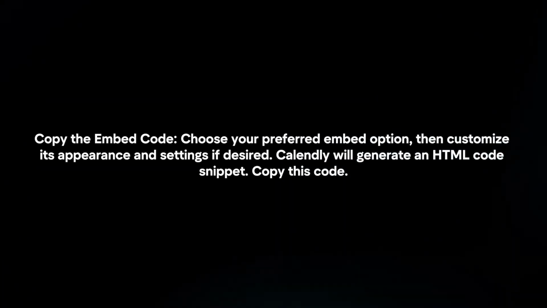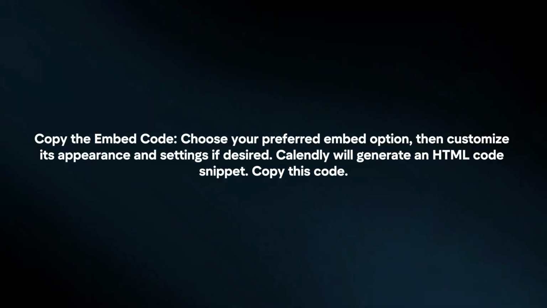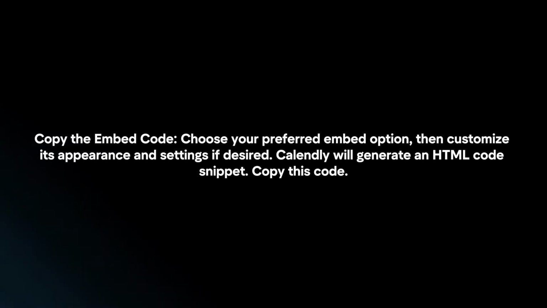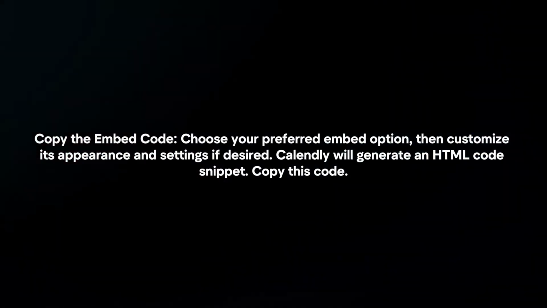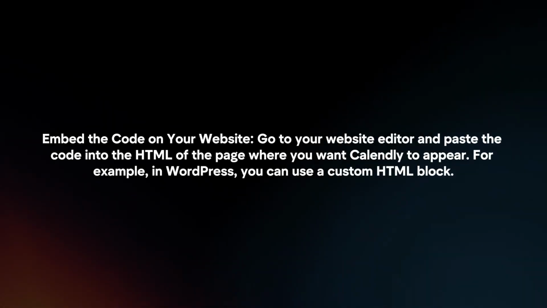Copy the embed code. Choose your preferred embed option, then customize its appearance and settings if desired. Calendly will generate an HTML code snippet. Copy this code. Embed the code on your website.